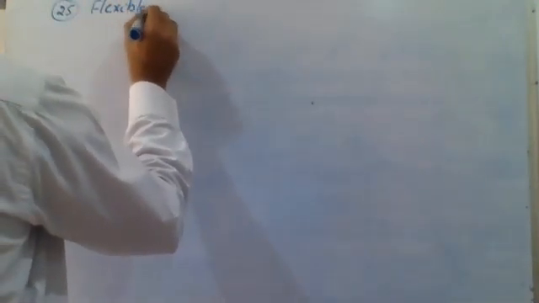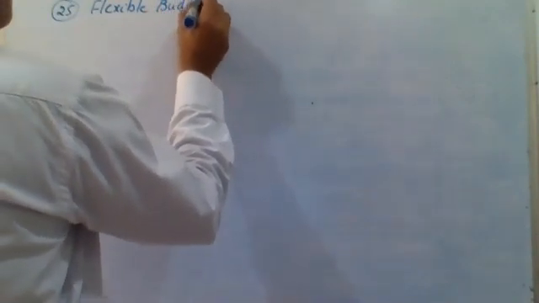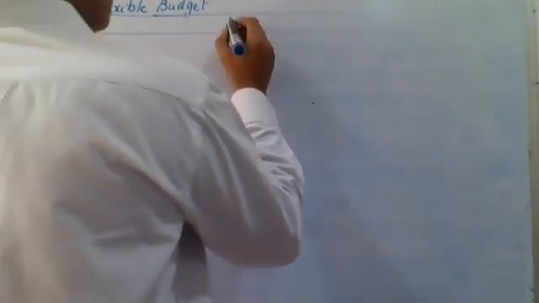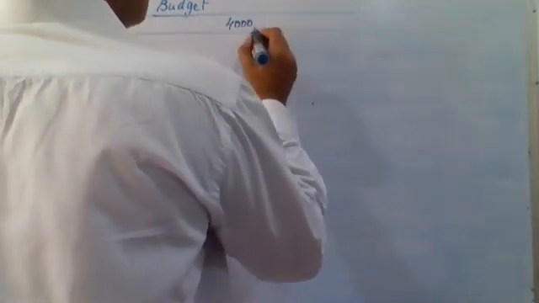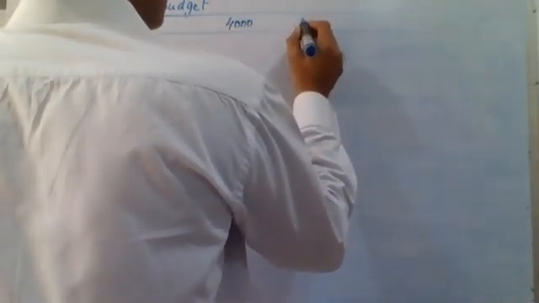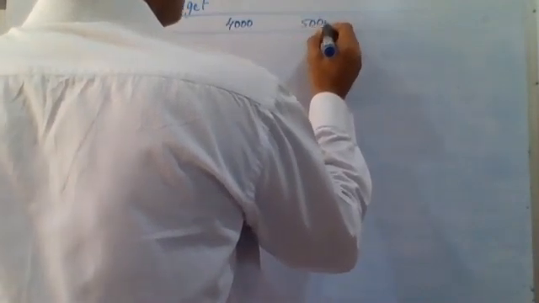Question number 25. It's a flexible budget. It is asking you to prepare at 4,000 units and 6,000 units. So 4,000 units. Let me take 5,000 units also.